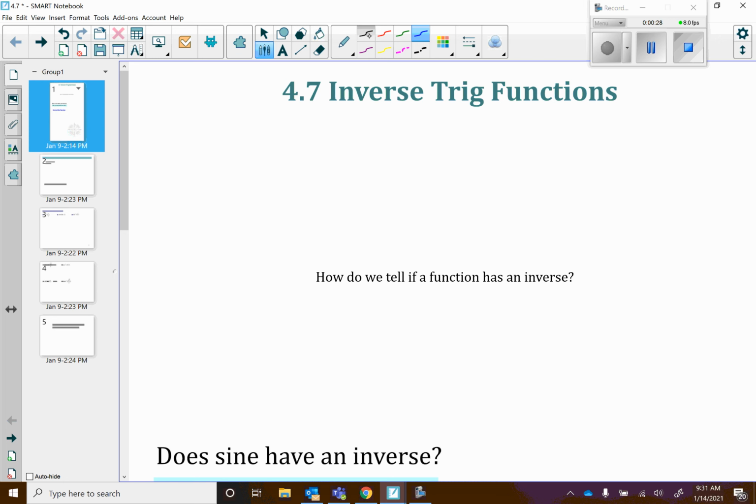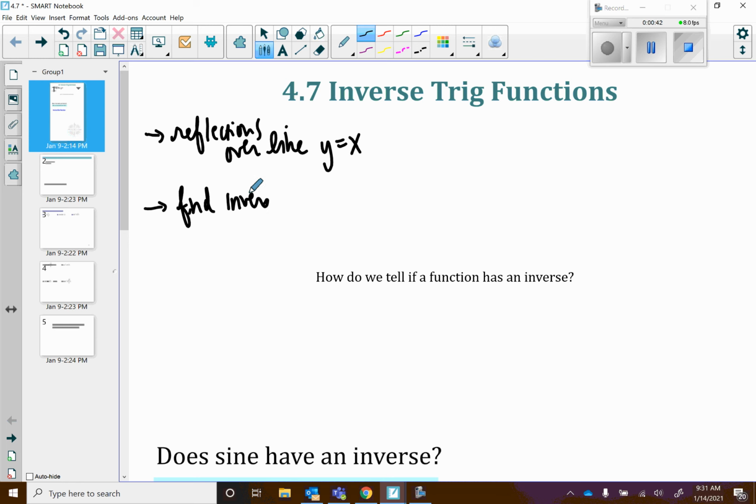They are reflections over the line y equals x. What else do we remember? If we want to find an inverse, we are going to swap x and y, and then solve for y. And then remember we renamed it f inverse of x. This means inverse.